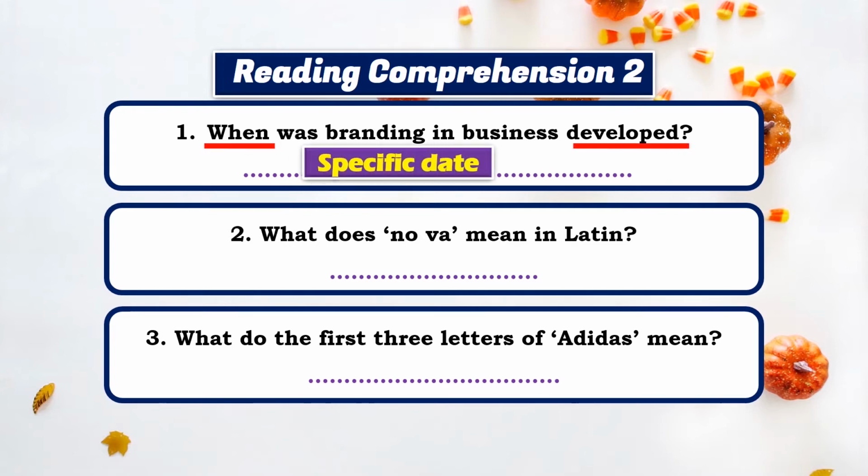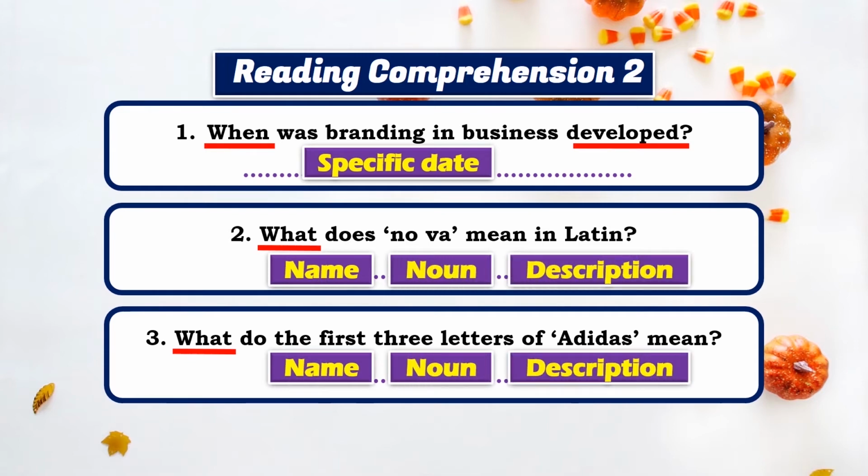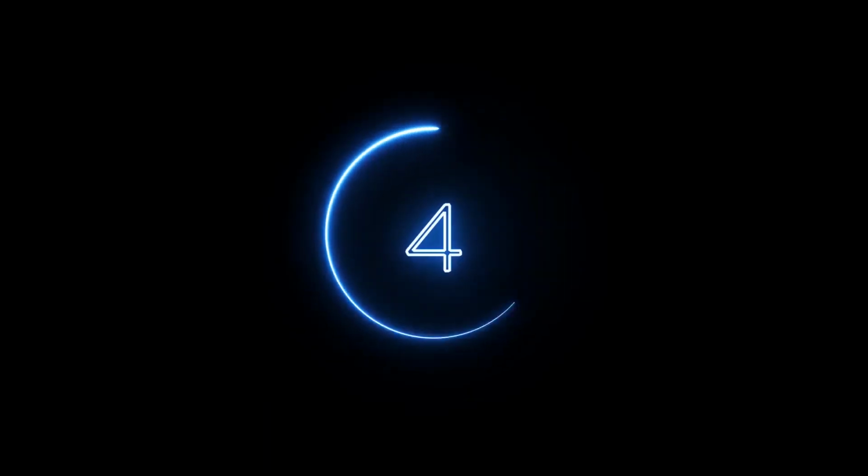The question word when tells you to look for a specific date in the text. But if the question word is what, the information we need to find must be a name of a person, of a country, a common noun of something, or even a description, exactly like the next couple of questions. Actually, the answer for such a task is quite easy. This time, stop the video, take 5 minutes, and get back to me with the answers. Ready?